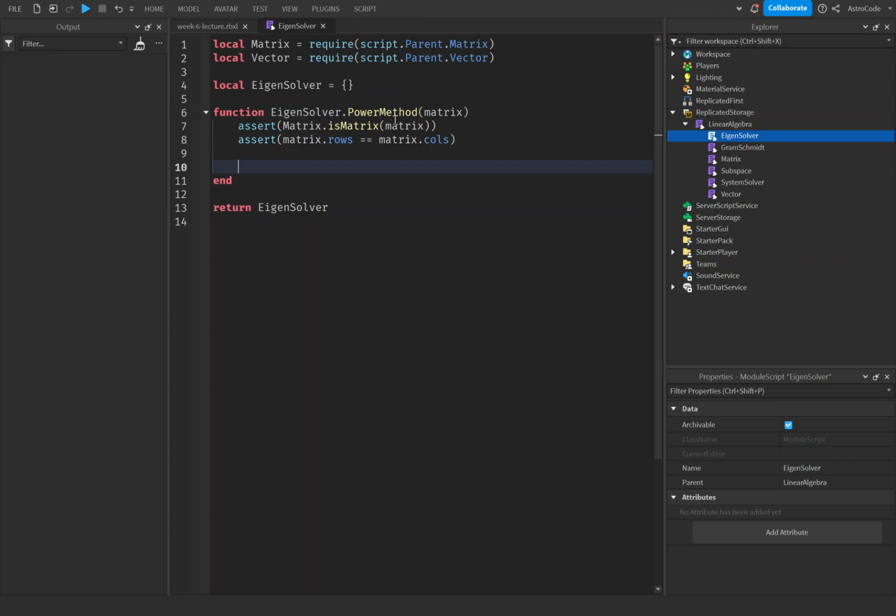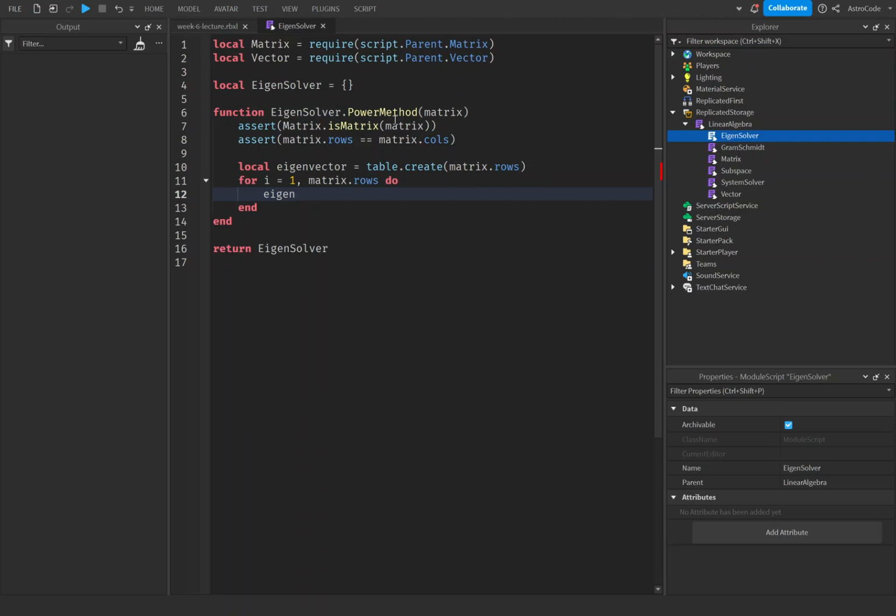I'm going to start with an eigenvector, and we're going to need a table of random values. So how should we do this? For each entry, we'll just set it to math.random. And then lastly, we'll make it a vector. So eigenvector is going to be vector.new, and we'll give it the table. Okay, so now this is our initial guess.